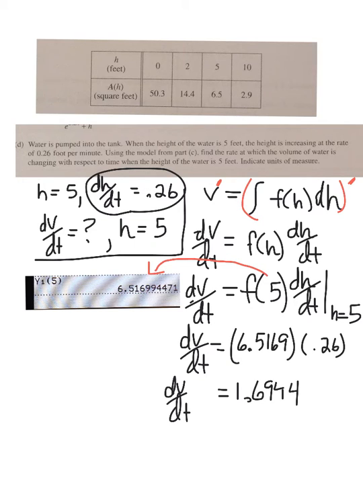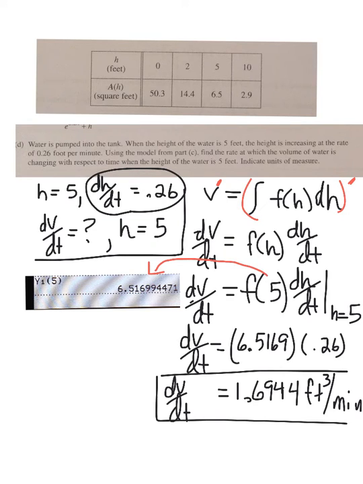1.6944. Now remember that this is a rate, and it's a rate of volume, so always in this case feet cubed per, and the time unit was minutes. Sorry, I'm trying to stick it in there.